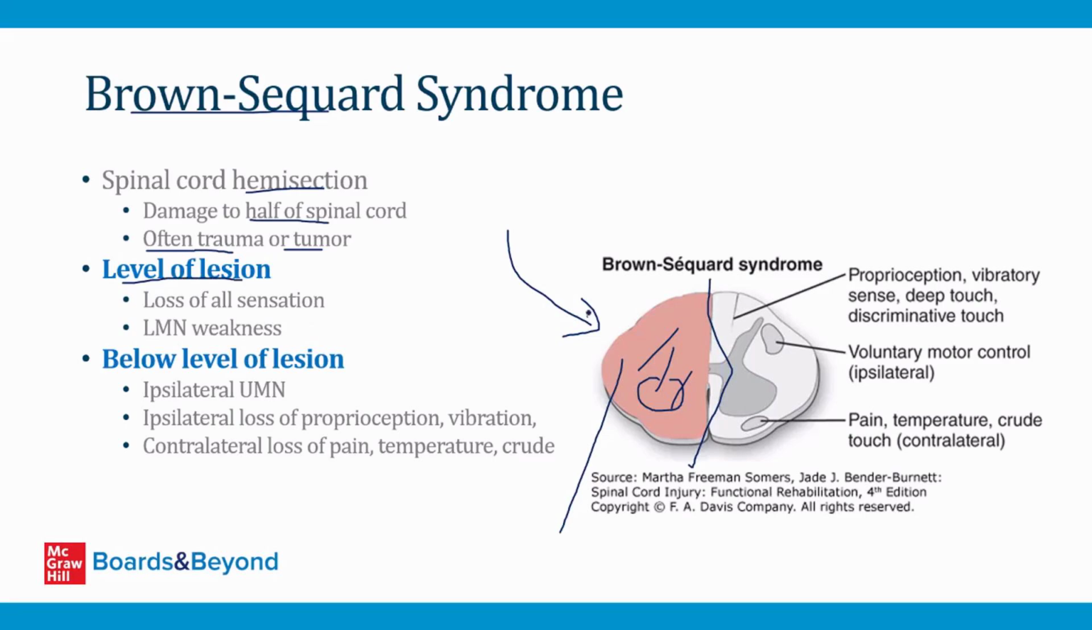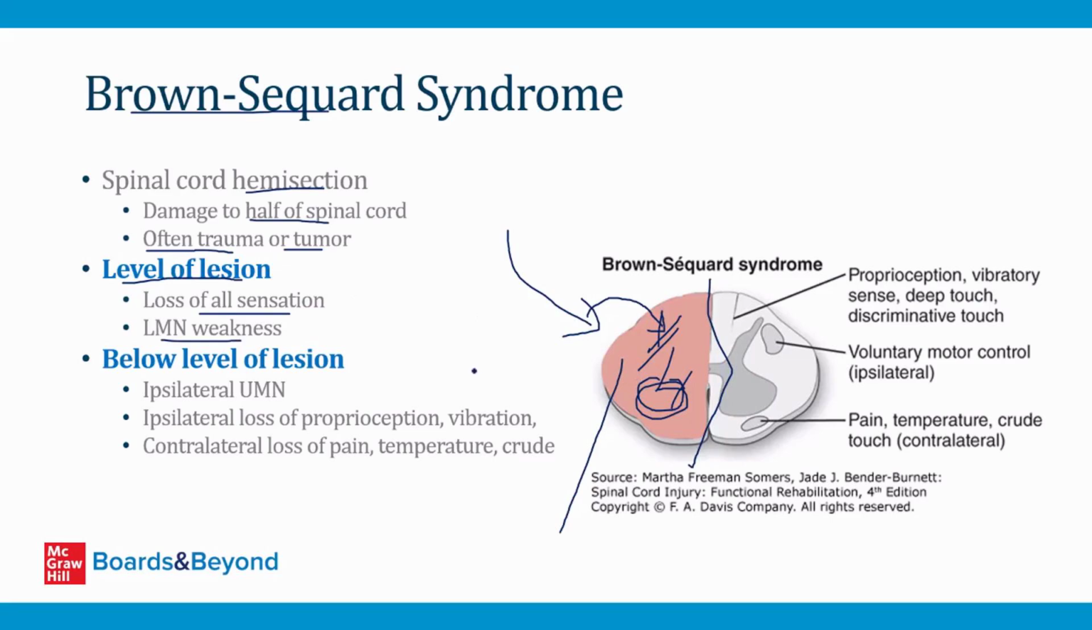You're going to lose all those neurons coming into the spinal cord carrying sensory information. They can't transmit that sensory information to this half of the spinal cord. So you're going to lose all sensation at the level of the lesion. You're also going to lose all the anterior horn cells right here at the level of the lesion. That's going to lead to lower motor neuron weakness.